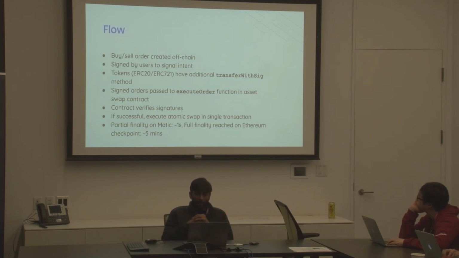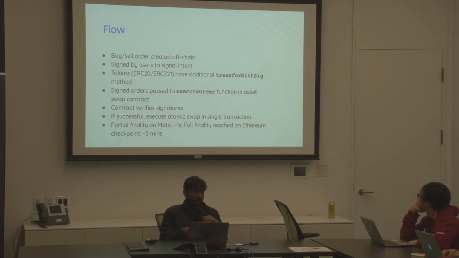And then we have the transferWithSig method added in ERC20. This method was introduced by Matic into the ERC20 standard, so it extends the simple ERC20 token standard with transferWithSig. The second method we introduce is executeOrder. Once both the buyer and seller have signed the order, they call executeOrder on the Matic side chain, on a swap contract basically.